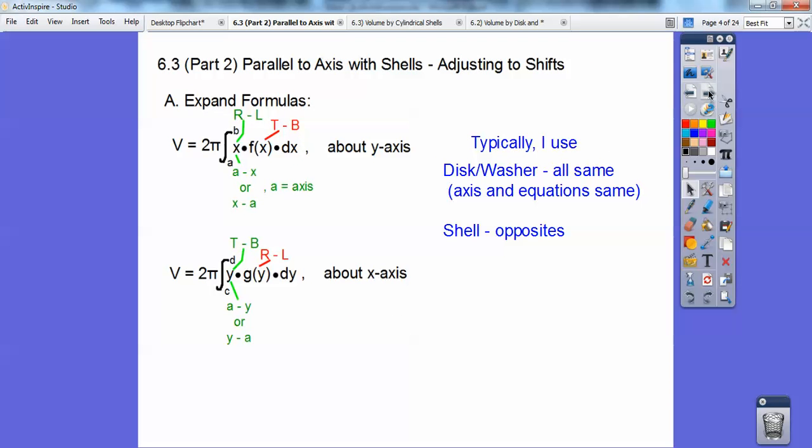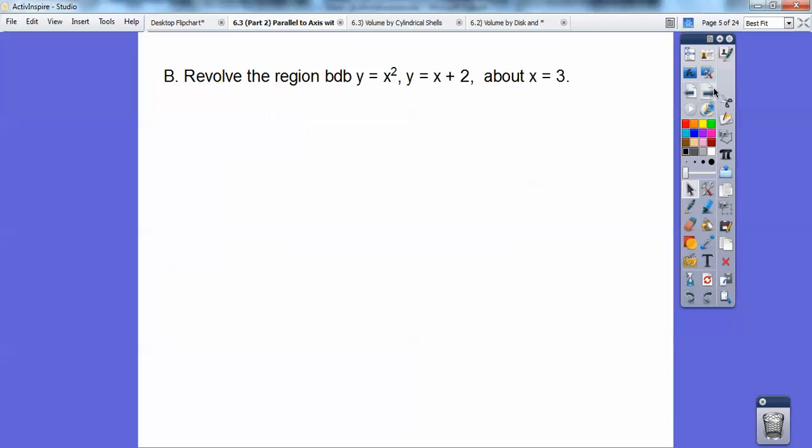So typically, I would use a disk washer when everything's the same. So if it was around the y-axis and I had x equals y equations, I'd use disk and washers. If it was around the x-axis and I had y equals x equations, I'd use disk and washers. Shells is opposites, but section 6.3 is all about shells, so we're going to do opposites on this, you guys.